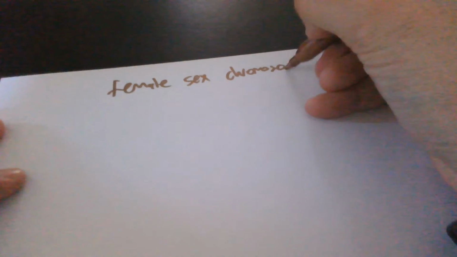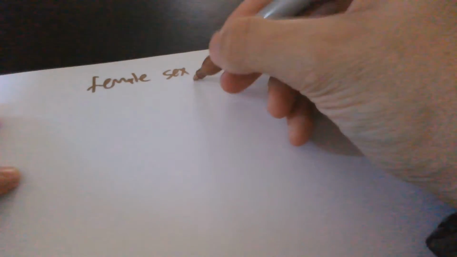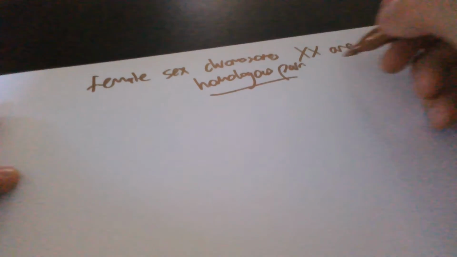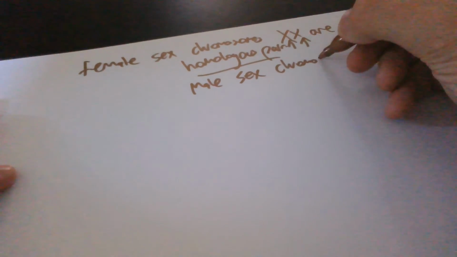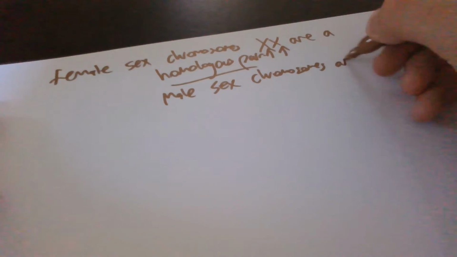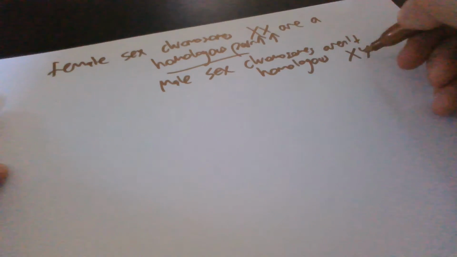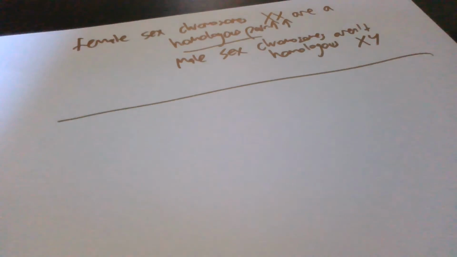What this basically means is that the female sex chromosomes, XX, are a homologous pair. Why are they a homologous pair? Remember, because they're the same. The two X's are the same. Male sex chromosomes are not homologous, because it's XY. X and Y are different things, right? So that's why.